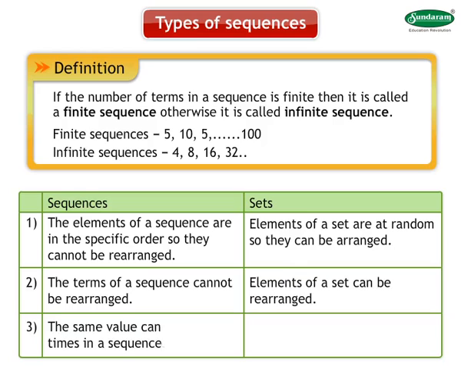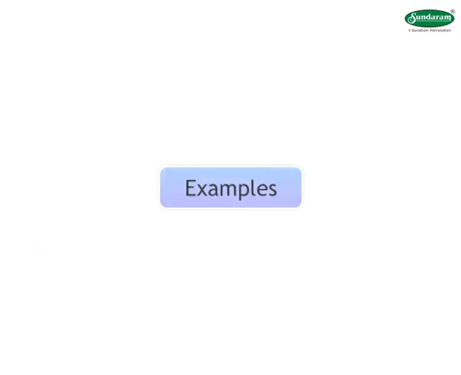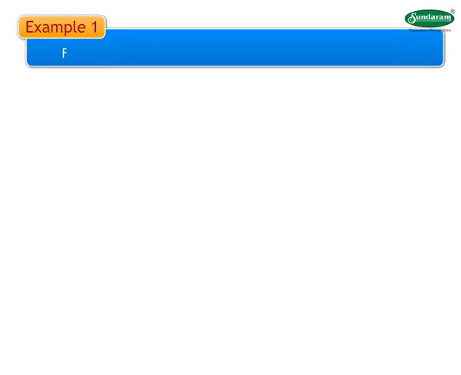The same value can appear many times in a sequence. Any value can appear only once in a set. Let us look at the examples. Example 1. Find first 4 terms of the sequence whose nth term is 3n plus 1.